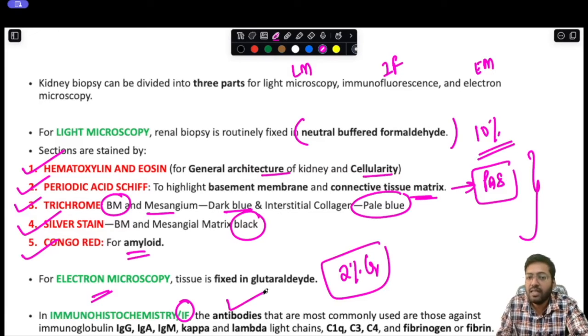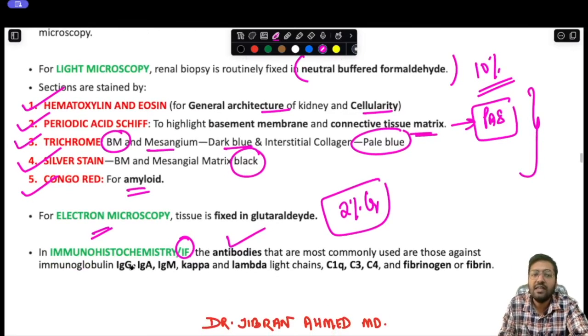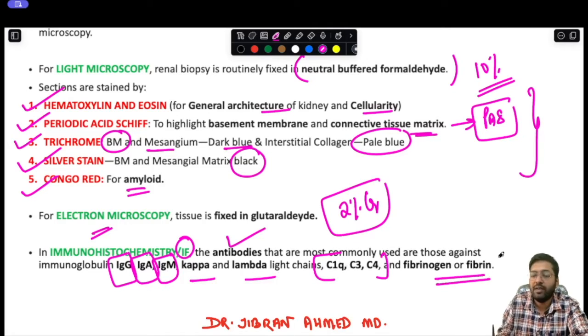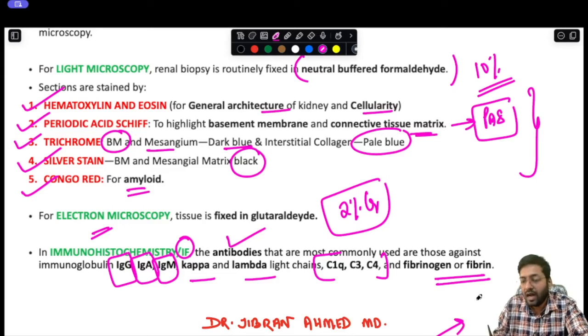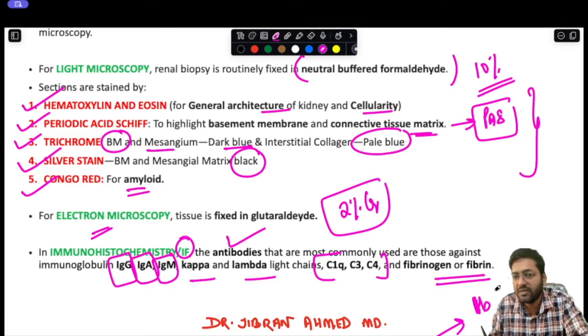The antibodies that are most commonly used are those against immunoglobulins IgG, IgA, IgM, kappa, lambda, C1q, C3, C4, and fibrinogen or fibrin. So over here we are employing antibodies to detect other antibodies which are deposited in the kidney, or their immune complexes which are deposited.